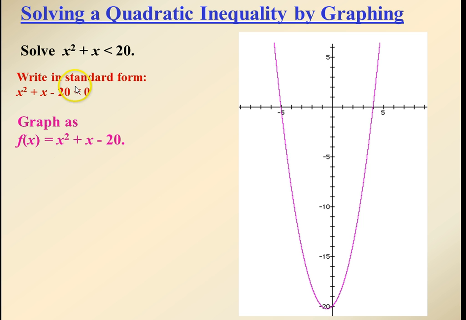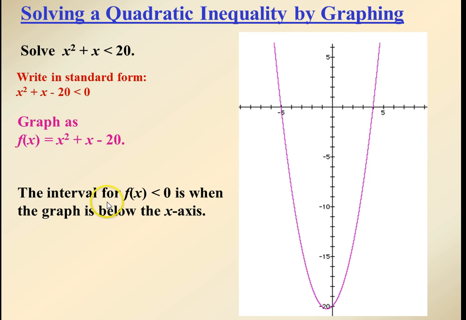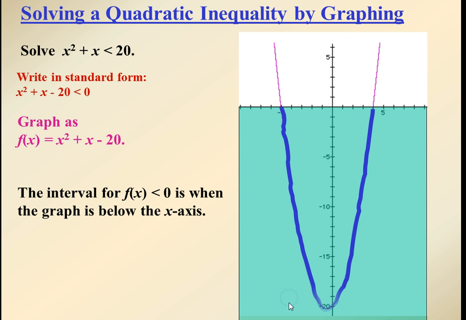And now if I look at the inequality, the solution to this is where is this function less than 0? So if I look at the graph, here's where the function equals 0, the x-axis. The y value is 0 right here. So where is it less than 0? That's this whole section of the graph, everything below the x-axis. So the interval where the function is less than 0 is when the graph is below the x-axis. All that stuff makes this inequality true.